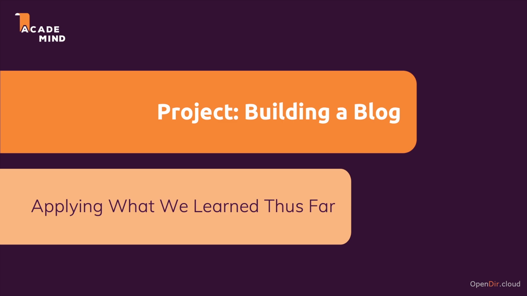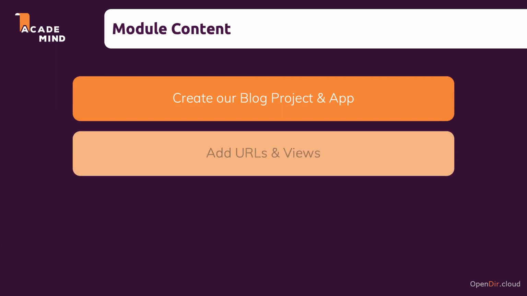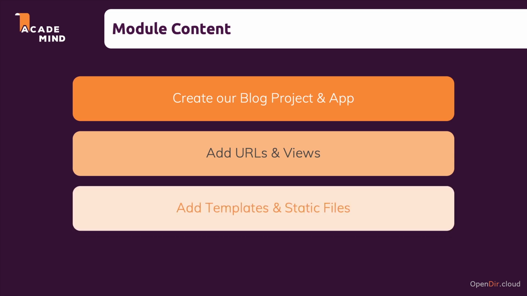And therefore, in this course section, the idea is that we create a new blog project and app, that we then add URLs and views to this app and to this project to make sure that we can load different pages. And that, of course, we also work on some templates and some static files so that we really do get a realistic blog step by step.